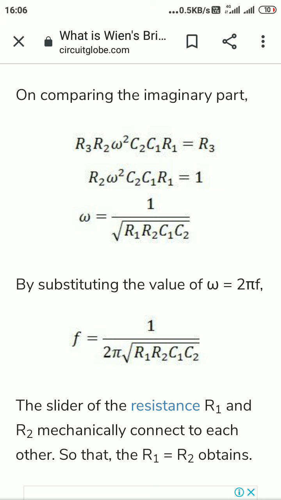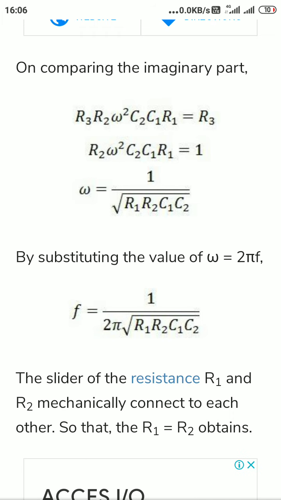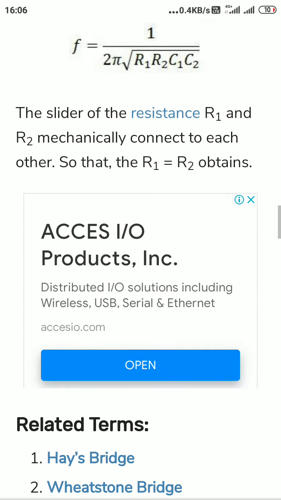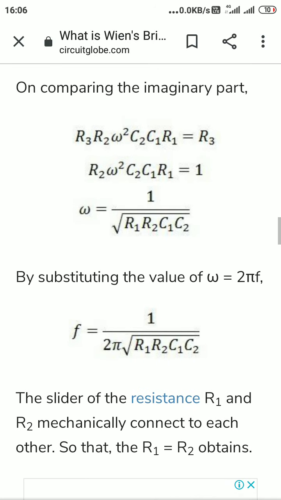By substituting the value of omega, 2 pi f equal to 1 upon square root of R1 R2 C1 C2, so f equals 1 upon 2 pi square root of R1 R2 C1 C2. With the help of this bridge, we can determine the value of unknown frequency. Thank you.